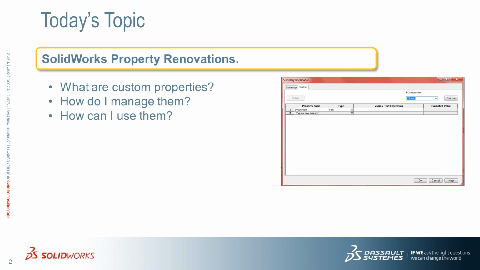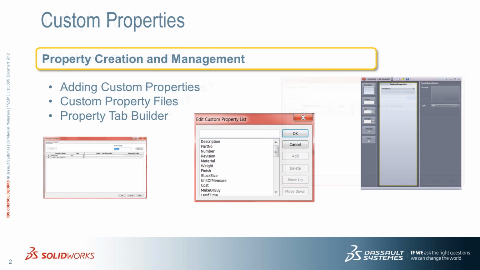Some of this stuff is going to be basic for folks that have been doing this for a while, but we're going to start to get into some of the tools that you can use downstream as we get through the presentation today. So to start out, how do we add custom properties? What are custom property files? And this tool called the Property Tab Builder is a way of creating an interface to insert custom properties into your SolidWorks models, whether they be part, assembly, or drawing.